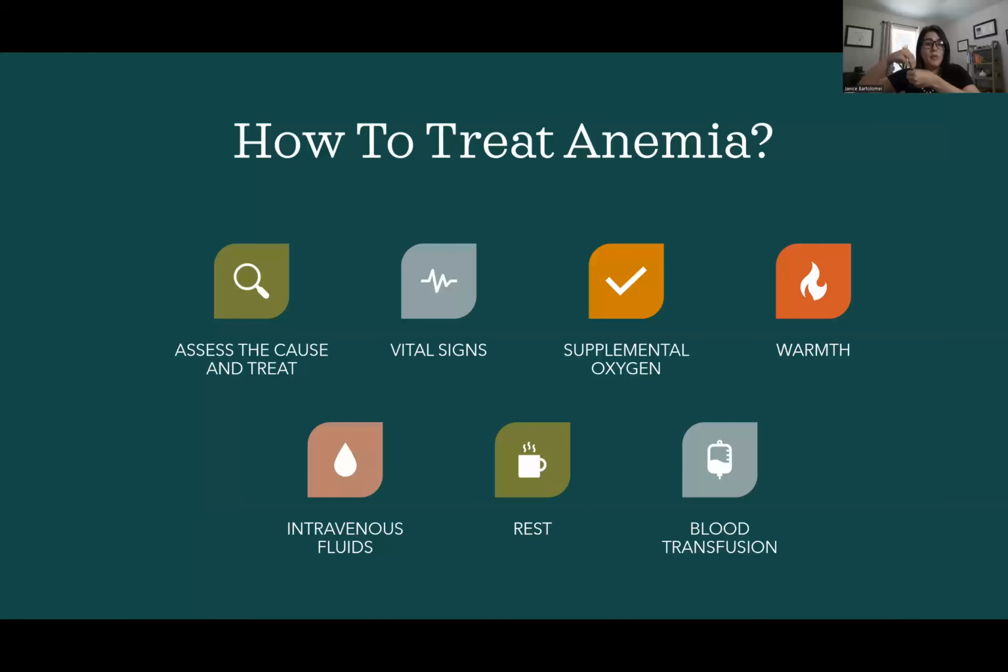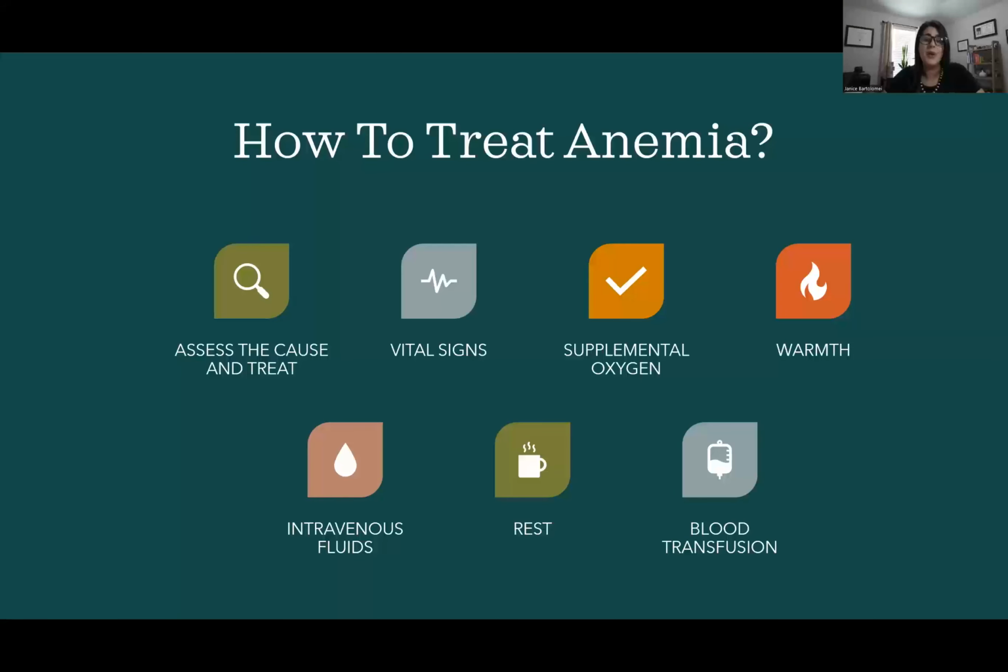We're going to supplement some oxygen. They're lacking that hemoglobin that carries the oxygen molecule, so we're going to give them a little bit of oxygen to help them. We're going to warm them up because usually they complain of coldness. And we're going to give them intravenous fluids, which is going to help with the circulatory system and give volume in the vessels.